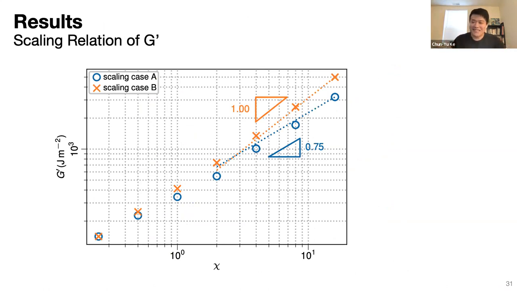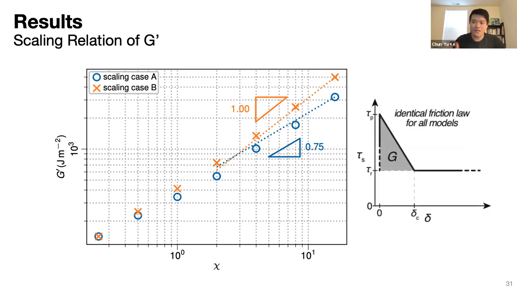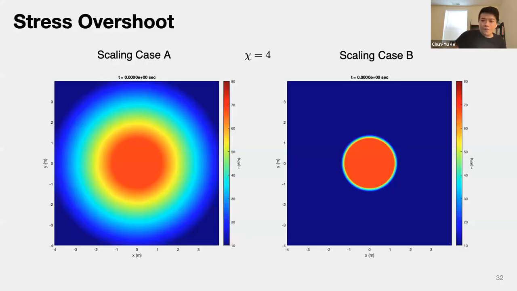Just as we suspected, G prime is scaling, despite the fact that we impose the same constant G in all models, and there's no secondary weakening whatsoever. So what happened? Here I'm showing you the stress distribution during the simulation in both cases for chi equals 4.